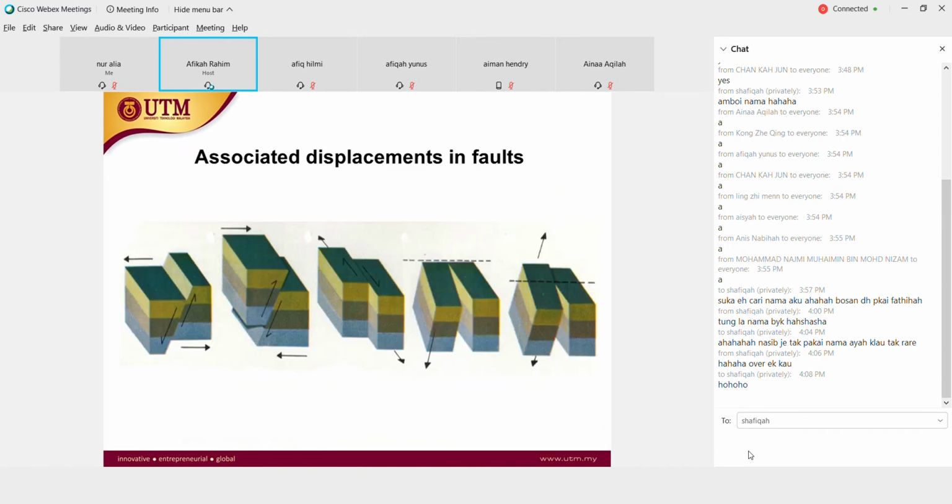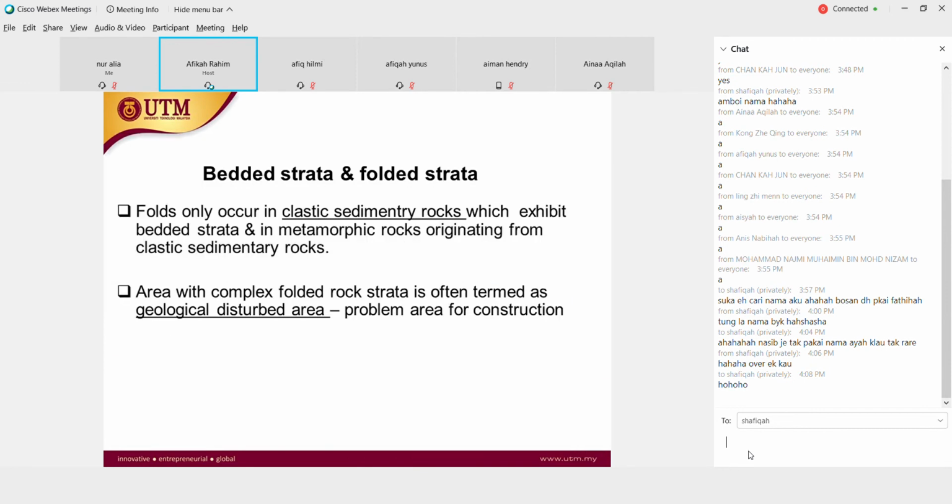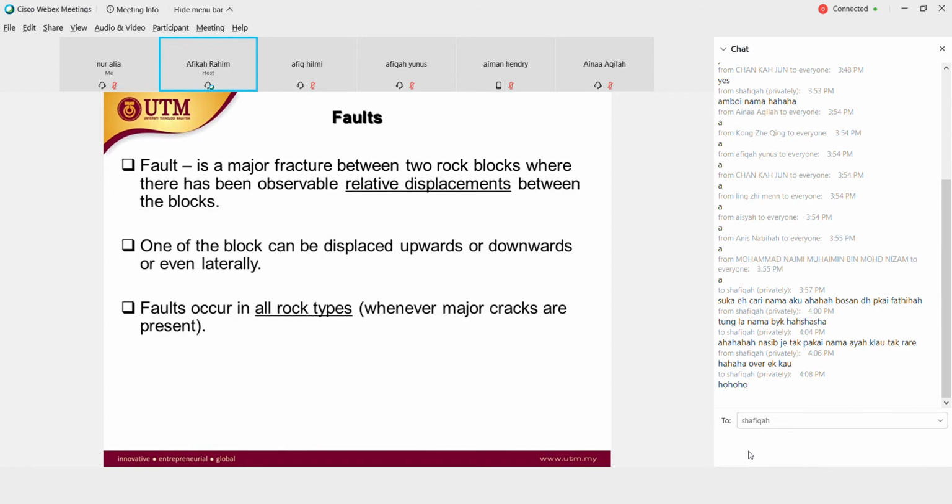Next, that one was fold, remember fold. The explanation for fold: an area with complex folded rock strata is often termed a geologically disturbed area, a problem area for construction. Yes, I do agree, because we did experience that during my tunnel time.